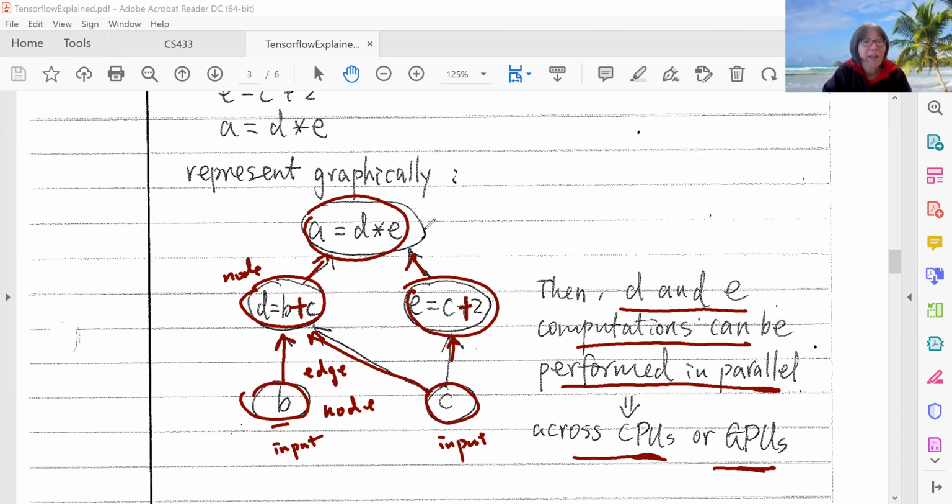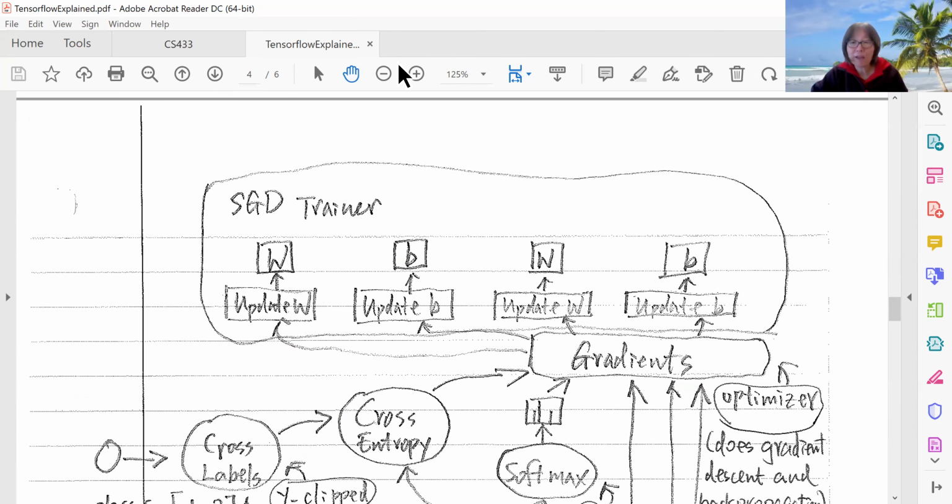So basically, this is the concept of TensorFlow. With the graph, we can clearly identify what jobs can be done in parallel, and then they can be distributed to multi-core CPUs or GPUs to do the calculation. So that's a very basic concept, and we're running out of time.